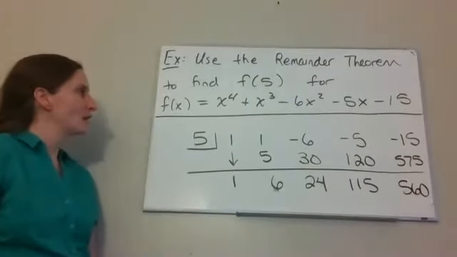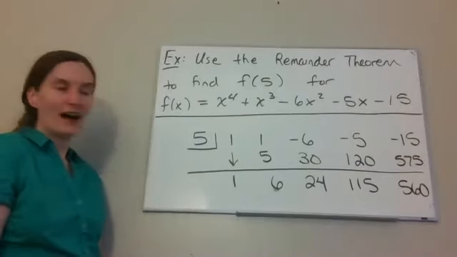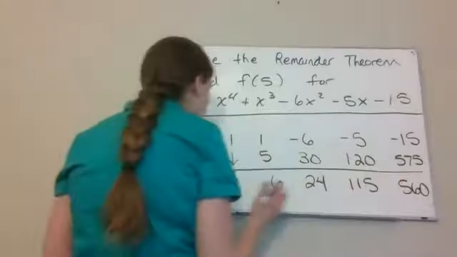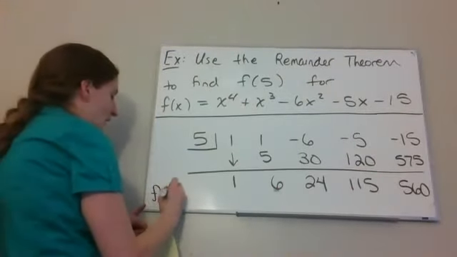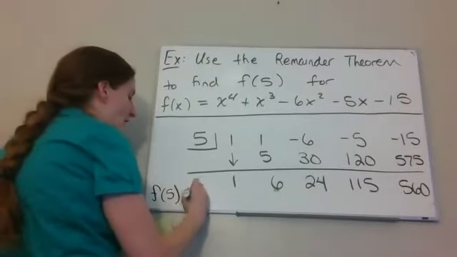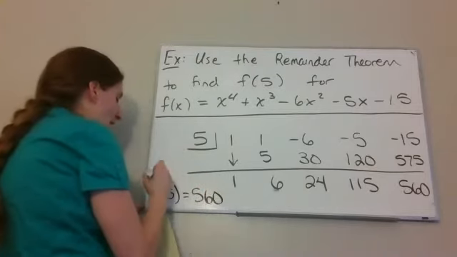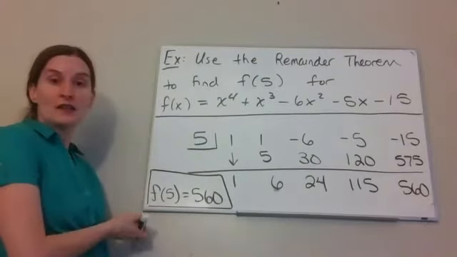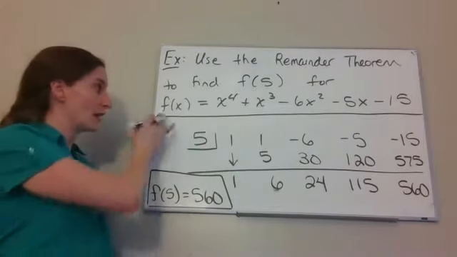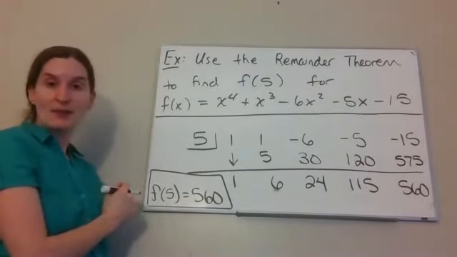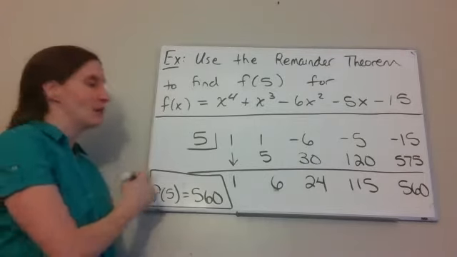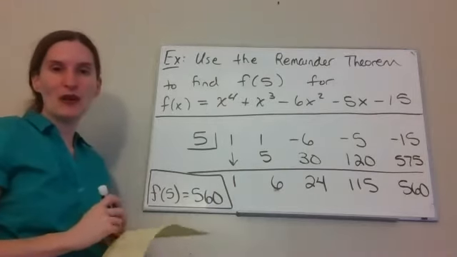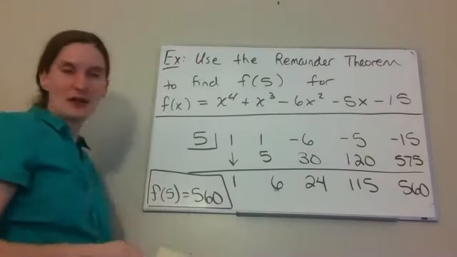Now, the remainder theorem says that f of 5 is going to be the remainder. My remainder is 560. So I can conclude that f of 5 is 560. And you could check this if you wanted to by just directly evaluating f of 5 by plugging a 5 in everywhere. But since we have some pretty high powers there, you're going to have really big numbers to work with. So it's actually probably a little quicker to do it this way.